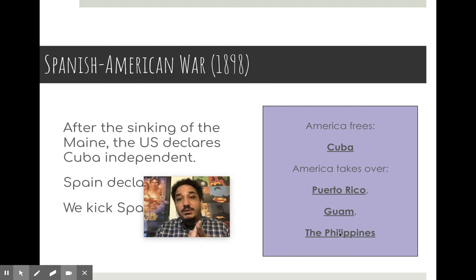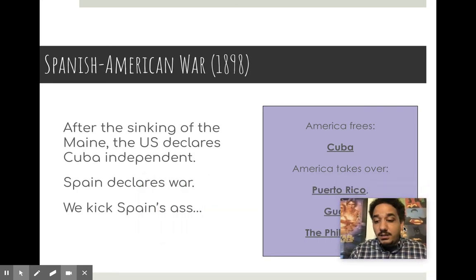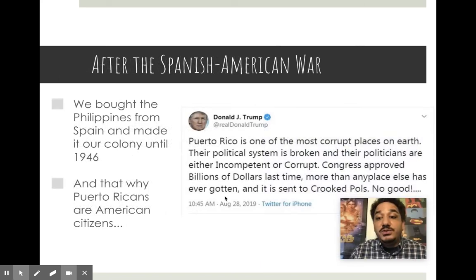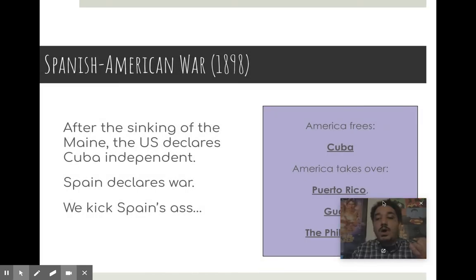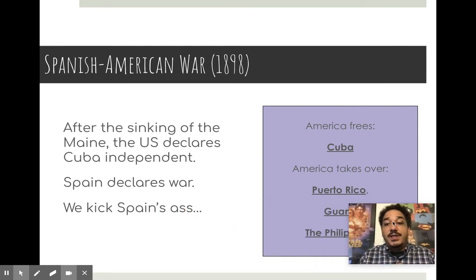We take over Puerto Rico, we take over Guam, and we take over a country called the Philippines, which was on that map before. Remember I showed you that the Spanish took over the Philippines on that map at the beginning of the lecture? Well, now we know who took it from the Spanish. We did. We took the Philippines. All right, let's move on from there. Again, please make sure you know those 3 places that we took over: Puerto Rico, Guam, and the Philippines. So make sure you know that.